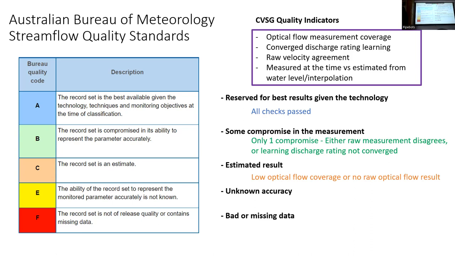You have the estimated results. So you've either got poor visibility of the flow of the optical surface motion, and/or you've got no raw optical flow result at all. So it might be pitch black at night, you haven't put your IR light on, but it's estimating it from the discharge rating curve based on some external water level source of data. And then you've got the unknown accuracy if you've only got one of those elements supporting the measurement, and then bad or missing is if you've failed all the checks and/or it's just missing. Yeah, so move on from there.